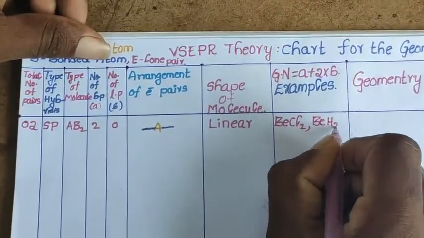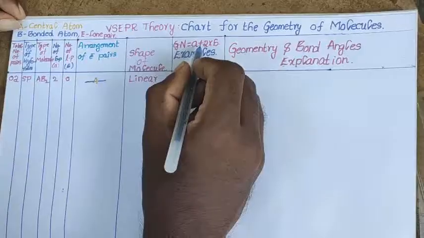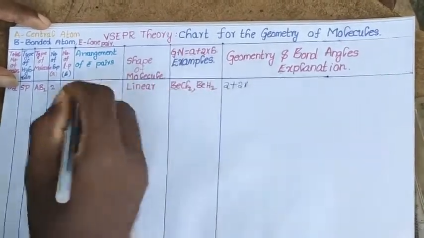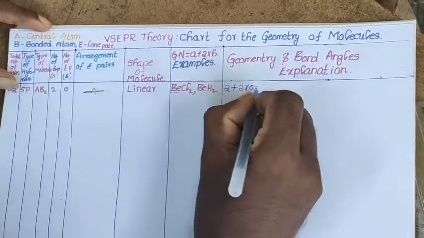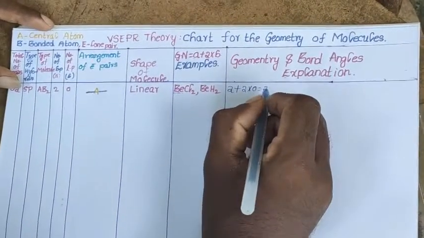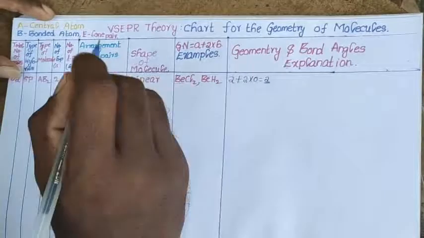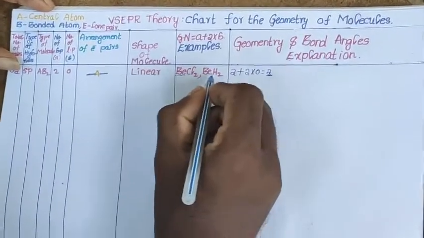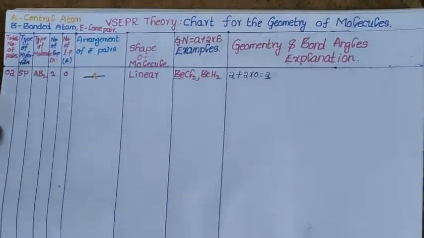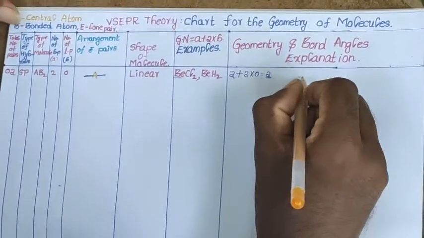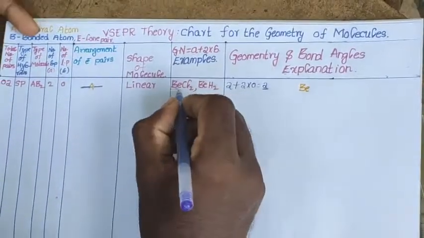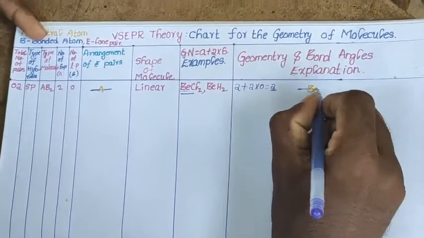Do you understand this trick, students? For that one, 2 plus 2 into B, the number of lone pairs is 0, so total 2. So the second group element is the central atom. I will take two examples, beryllium chloride and beryllium hydride. In those, what is the central atom? Beryllium is the central atom. The bond atoms are chlorine, 1, 1.